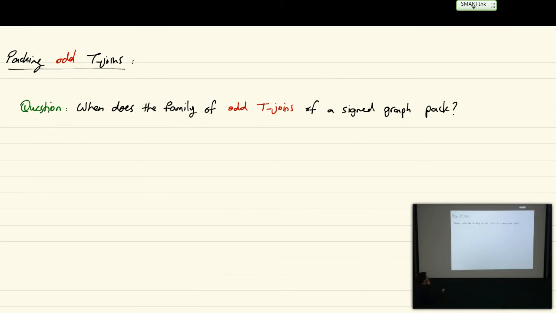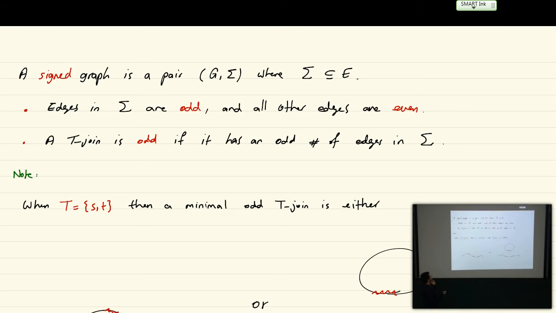And then the next step is when T has size 2. A minimal odd T-join is one of two types. It's either an s-t path with an odd number of edges in sigma, so we say that it's an odd s-t path, or it's an even s-t path together with an odd circuit. So this is what a minimal odd T-join for T being {s, t} looks like. These are my minimal odd s-t joins.